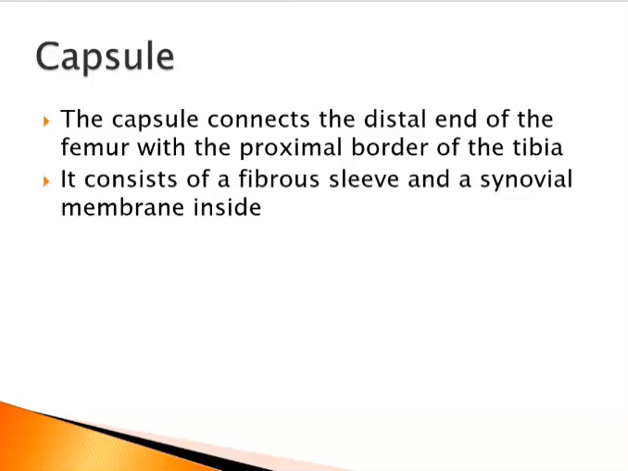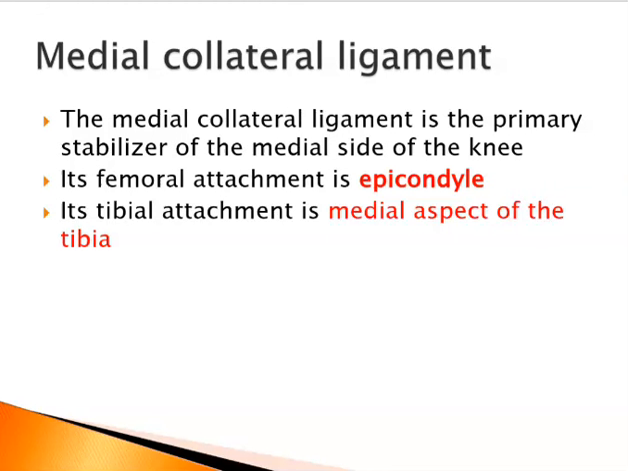Then we go to another component of knee joint, that is capsule. Capsule connects the distal end of femur with the proximal border of tibia, and it consists of a fibrous sleeve and a synovial membrane inside. Medial collateral ligament. This ligament is the primary stabilizer on the medial side of knee. Coming to its attachments, femoral attachment is epicondyle and tibial attachment is medial aspect of tibia.